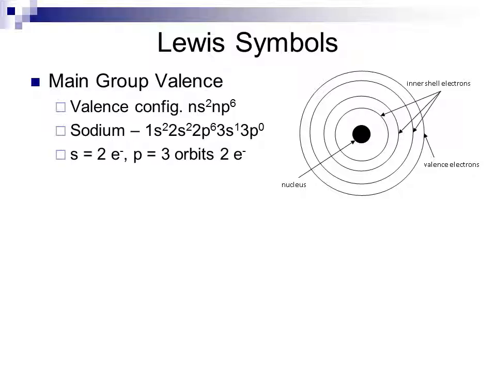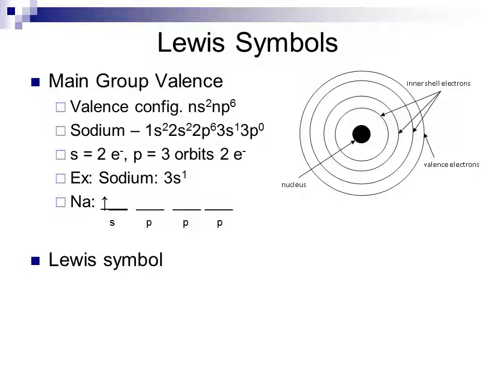Each s can hold 2, and each p can hold 6 because there are 3 different orbitals that each hold 2. Sodium has a valence configuration then, not a total configuration, but a valence configuration of 3s1 with only 1 electron in the valence. I represent this using blanks. I fill only a single electron in, and so there's only 1 electron represented.